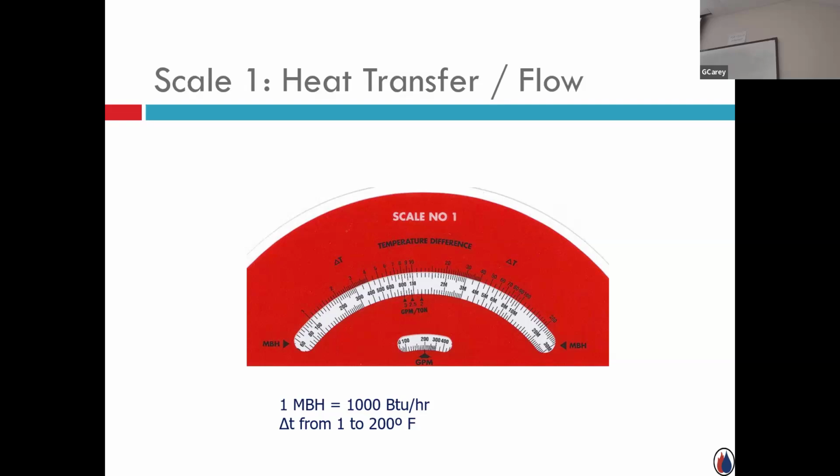When you're looking at scale 1, they'll have the delta T, temperature difference or temperature change. It's listed from 1 degree all the way up to 200 degrees Fahrenheit. And then in the white band, this white semicircle, it's listing the load, the BTUs, and it's listed in MBH, thousands of BTUs per hour. So if we look at the number 300 in this example, it's really saying that this represents 300,000 BTUs. That's all.